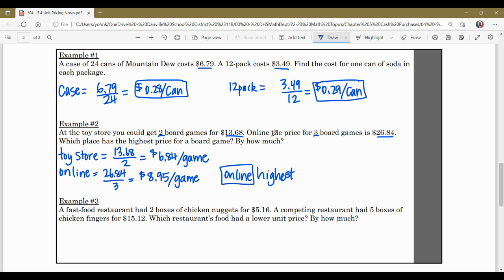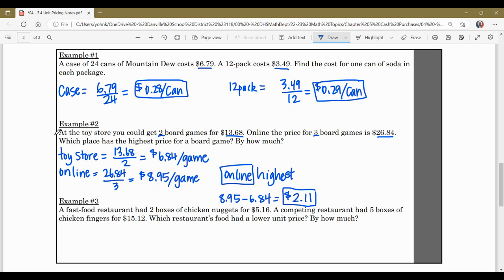And it says by how much. So I can take the price of each and subtract. $8.95 minus $6.84. This gives us a difference of $2.11. So if you are going to need 3 eventually, you can save yourself $2 a game by getting 2 right now at the toy store and then maybe purchasing later.